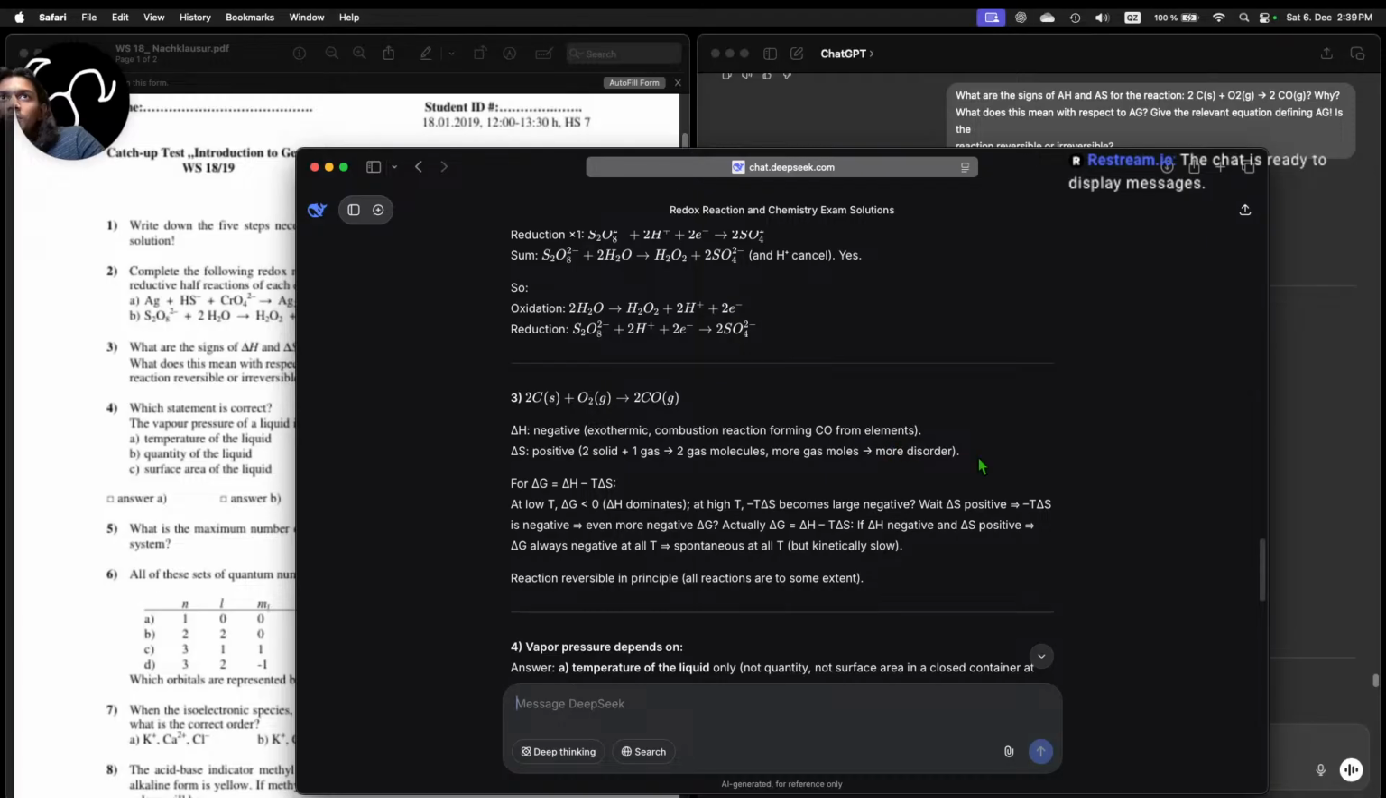Reaction forming CO from elements. Positive, two solid, one gas. Okay, that's only for entropy. More gas molecules, more disorder. Delta G at low T, delta G greater than zero. Delta H dominates at high T. At high T, delta S becomes large negative. Wait, delta S positive. Even more negative, actually.